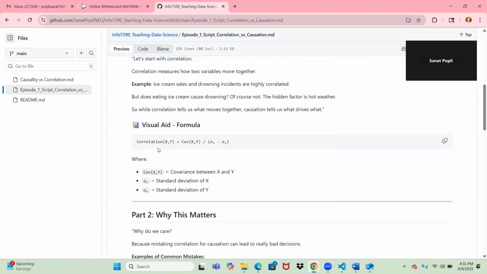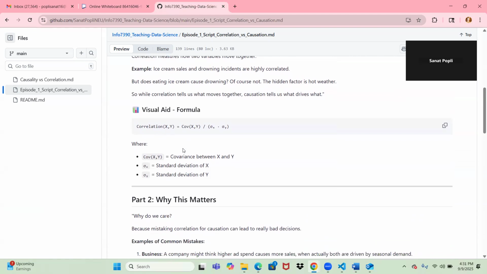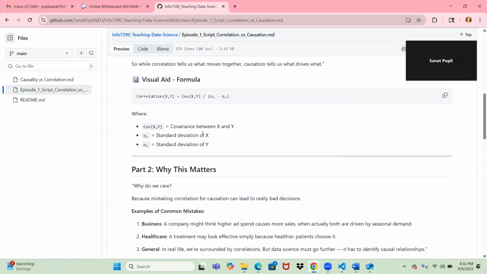Let's talk about the correlation formula. So this is the correlation formula, that is correlation of x and y is covariance of x and y upon standard deviation of x dot standard deviation of y. This is a very standard formula that we use in numericals as well as in real life, to get the correlation of x and y.